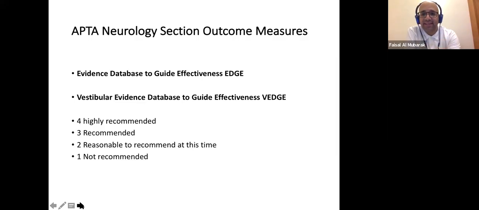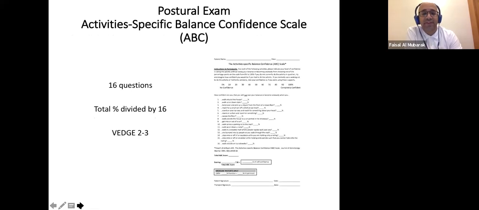Okay, I selected some of them here for you to take a look at. So the first one is the Activities-specific Balance Confidence scale, what we call ABC. ABC is ranked from 2 to 3. It's a very nice test, a very important test to use.